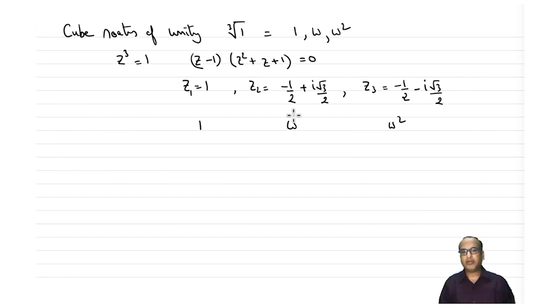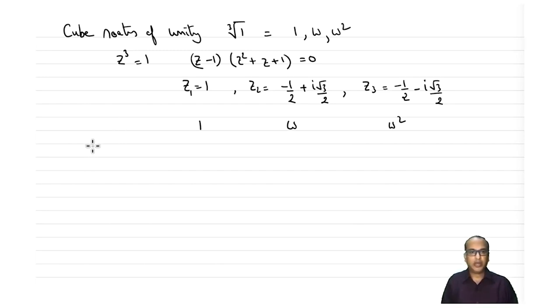As it turns out, if you square z2 and expand, you will get z3, or if you square z3, you'll get z2. So if you call one of them omega, the other one becomes omega square. It doesn't matter which one you call omega and which one omega square. Both are related by the square relation. You can test it yourselves. This is 10th class mathematics, which I'm not going to discuss.